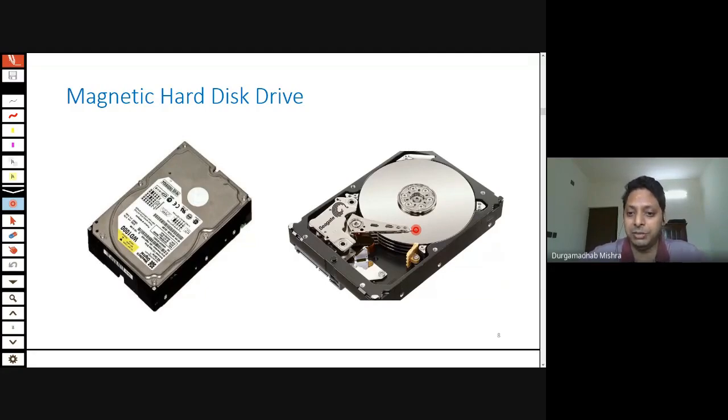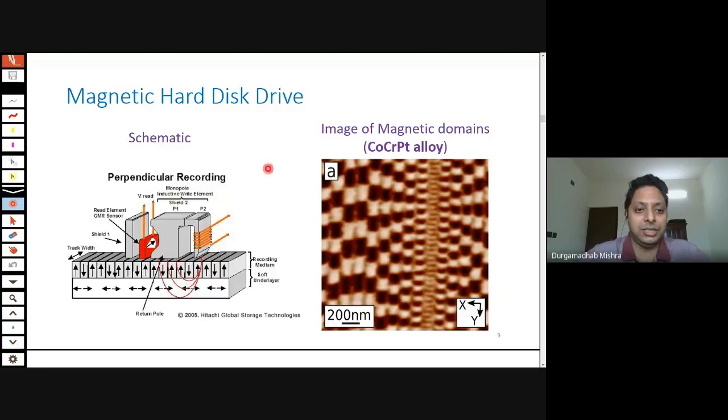Of course, you need electrical connections and so on to read and write as well, but the basic materials used are actually magnetic. This is just a schematic, what you see on the left-hand side. When you look closely at the surface of your disk, this is how it looks.